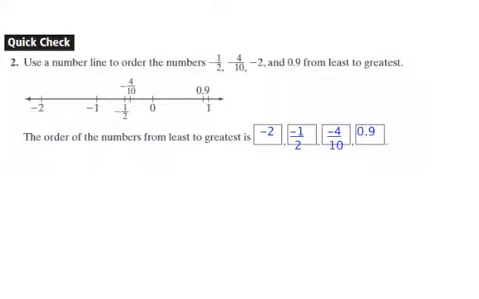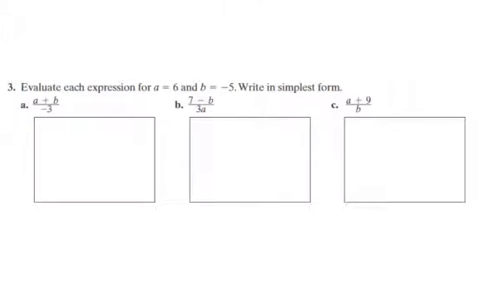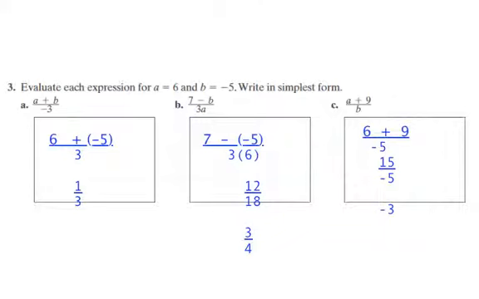Go ahead and check and see if you have this order: -2, -1/2, -4/10, and 0.9. Try these 3 quick check problems. Pause the video, work them out. When you found your answers, start the video again and check your work. Check your work and see if you came up with the same answers. If you didn't, be sure to change them.